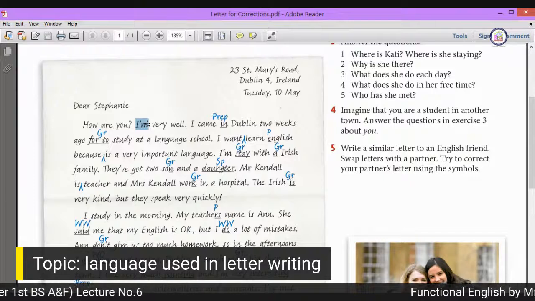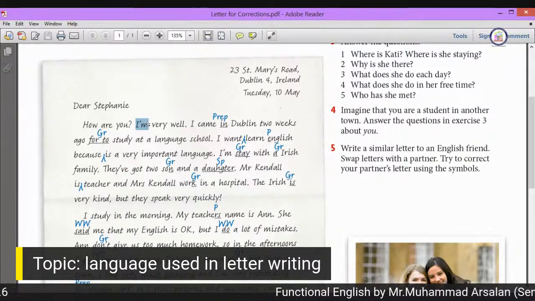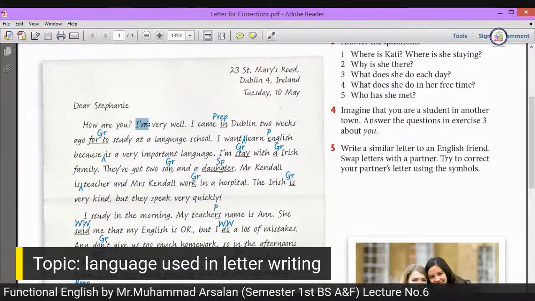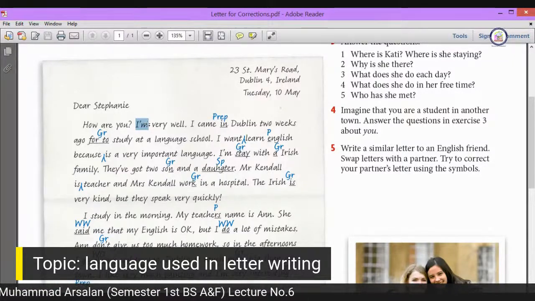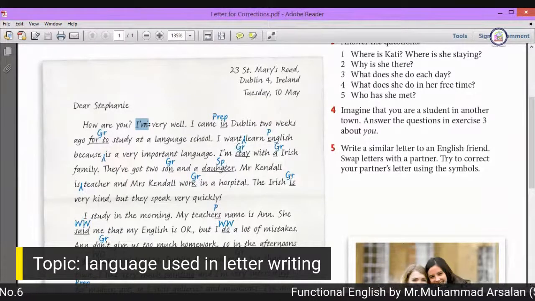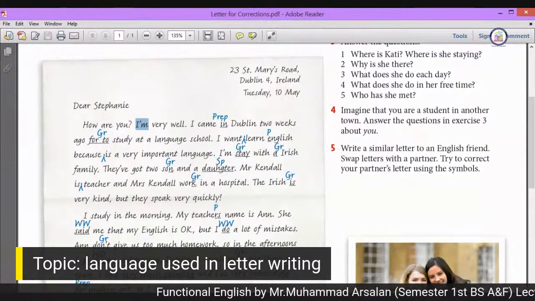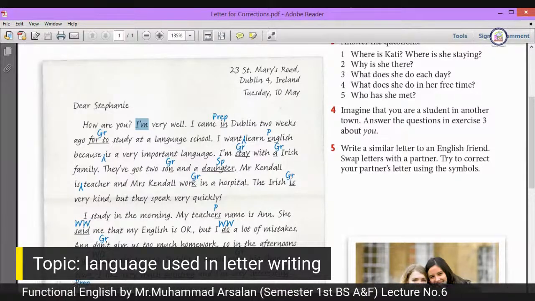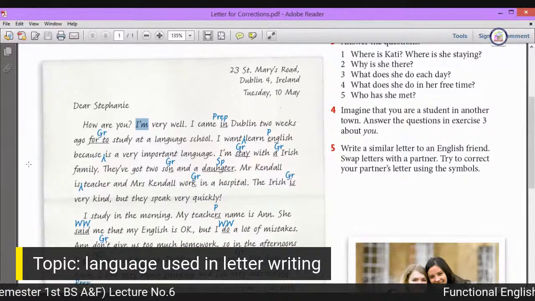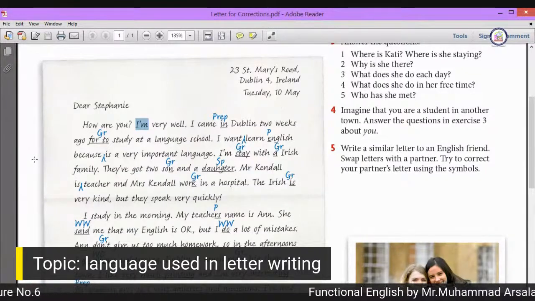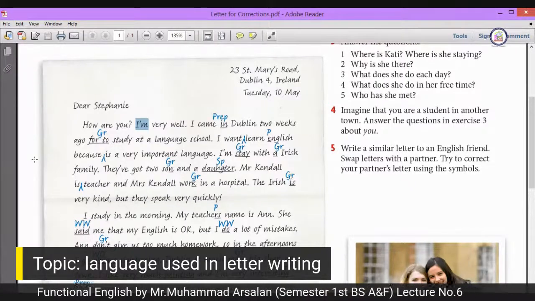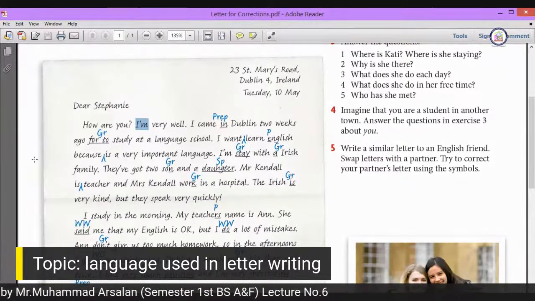I won't learn English because is a very important language. I'm stay with an Irish family. There are mistakes as well. They've got, have got, obviously an informal expression. They've got two sons and a daughter. Mr. Kendall is teacher and Mrs. Kendall work in a hospital.